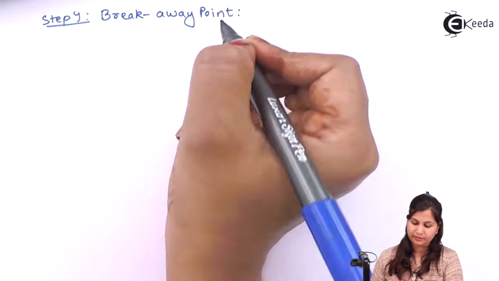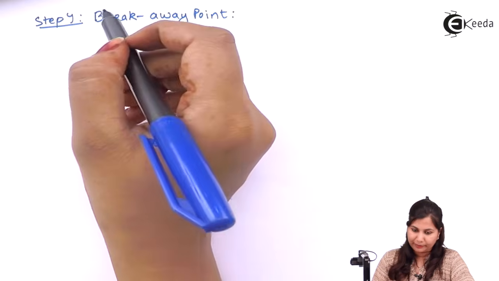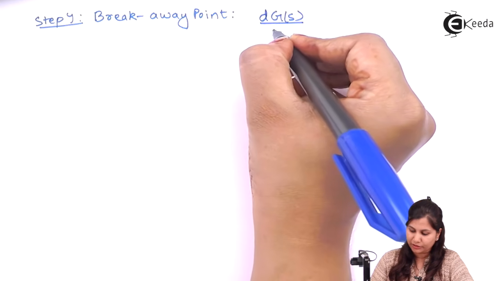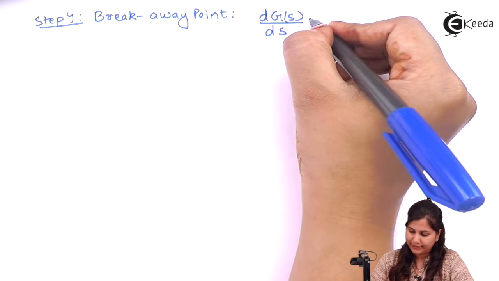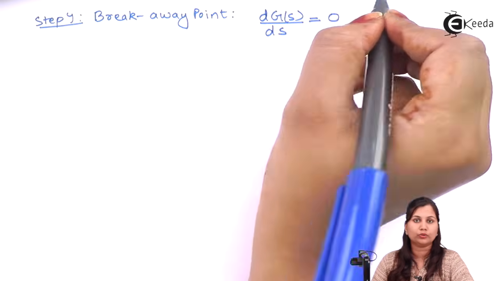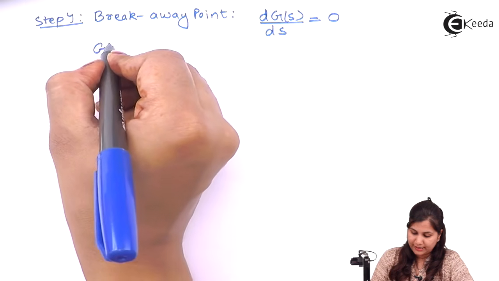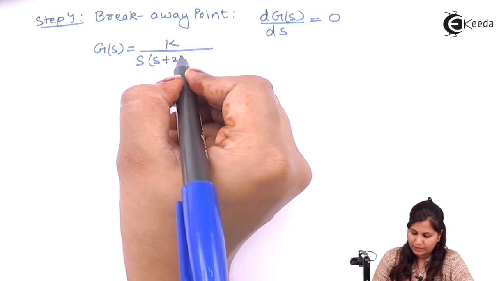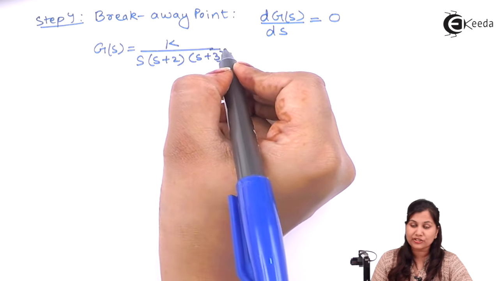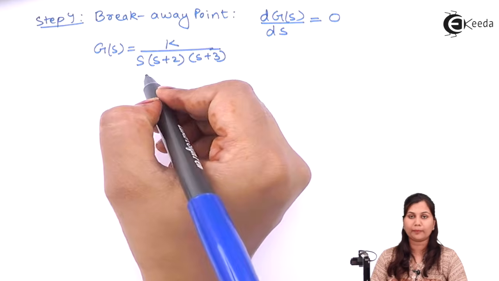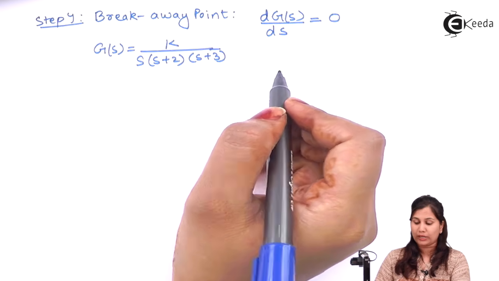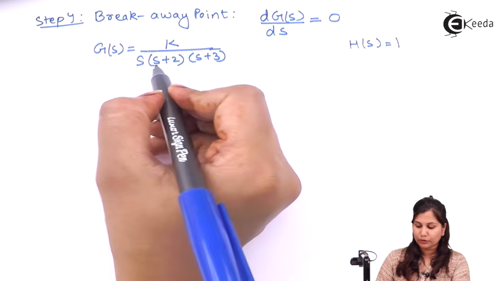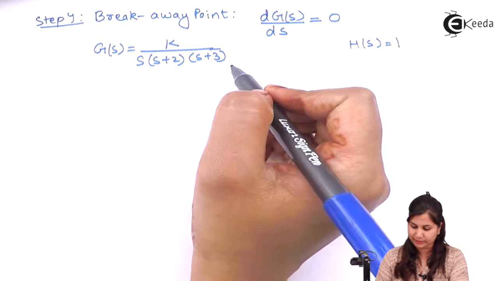Now breakaway point. The breakaway point is calculated by differentiating the open loop transfer function with respect to S and then equating this differentiation value to 0. So our G(s) is given to us as K upon S, S plus 2, S plus 3. In the question we are given G(s) equals K upon S plus 2, S plus 3. H(s) is 1 because it is a unity feedback system. So G(s) is equal to K upon S plus 2, S plus 3.